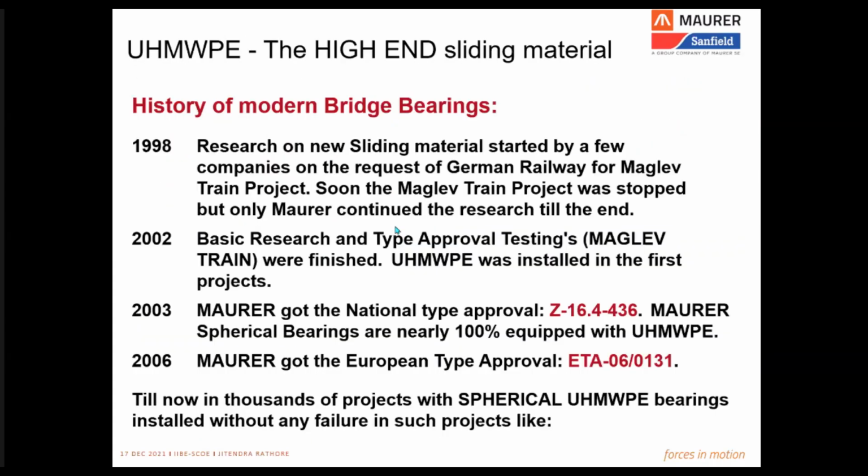And therefore the research started for this innovative sliding material in Germany. It started around 1998. By the year 2002, the material was developed and it got its first type approval for maglev trains by Deutsche Bahn, that is German Railways. Then in 2003, it got its first national type approval, and in 2006, the first European type approval. By European type approval, that means the material has been accepted by the codal bodies to be used openly in bridge bearing applications.